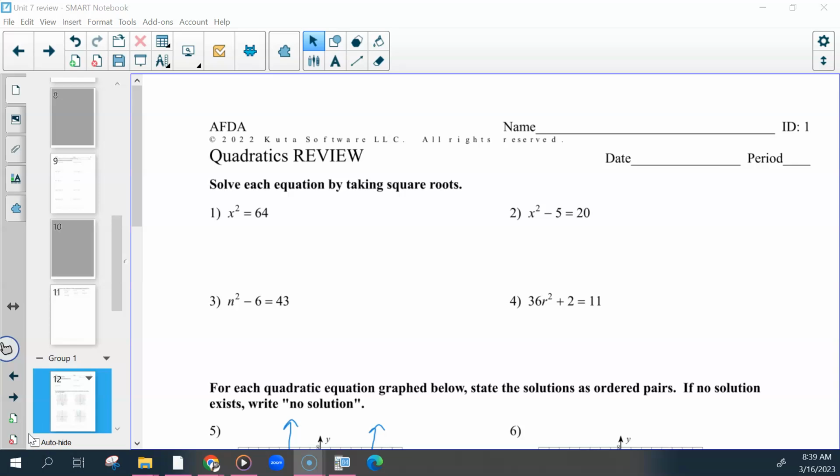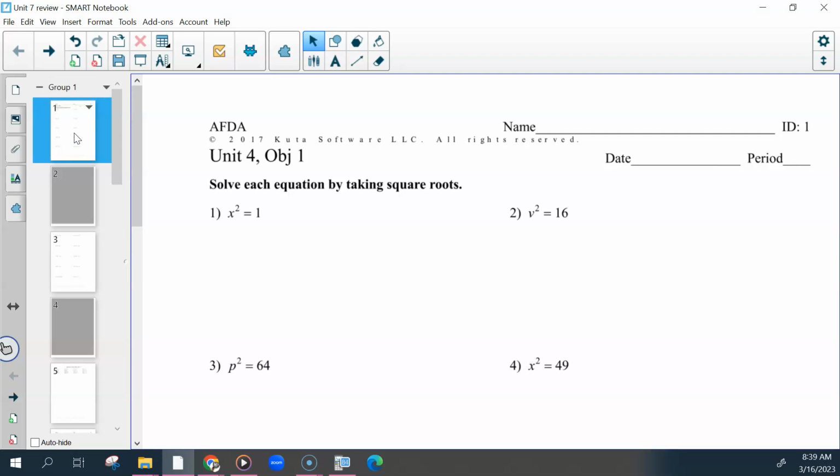Start with the first page of that. Yes, it says Unit 4 on mine, but disregard that. They start on the first page, any of those. Everyone have this one? Kim, do you need that one? Eli, do you have that one? No, good.